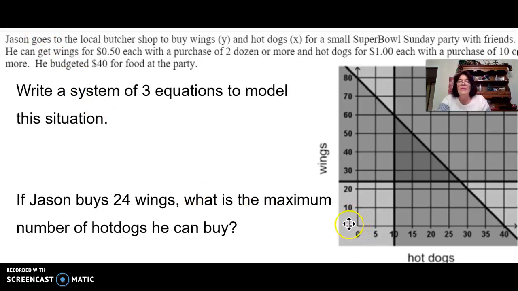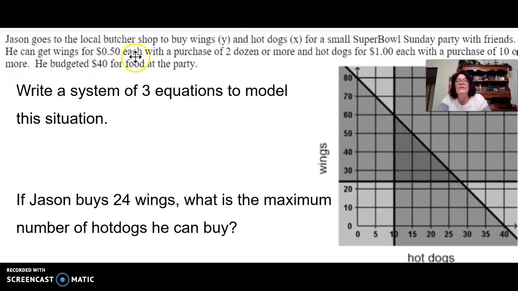All right, and then one more. Jason goes to the butcher shop to buy wings. He's letting that equal Y. Hot dogs, he's letting equal X. For Super Bowl Sunday party with his friends. Of course, the Steelers will be in that part in there.